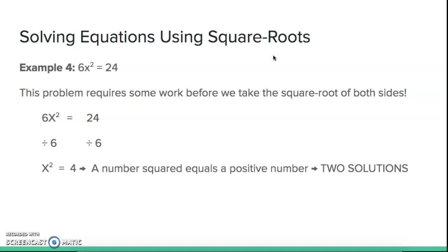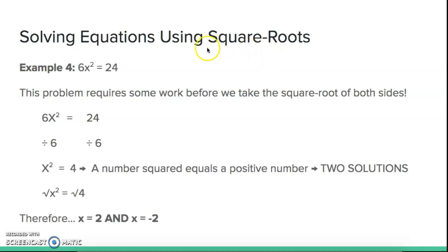And as we know, 4 is a positive number. So that means this problem will have 2 solutions. To find those 2 solutions, I just need to take the square root of both sides. So if I take the square root of 4, I want you to think about what number times itself equals 4. And if you're thinking 2 and negative 2, then you would be correct.